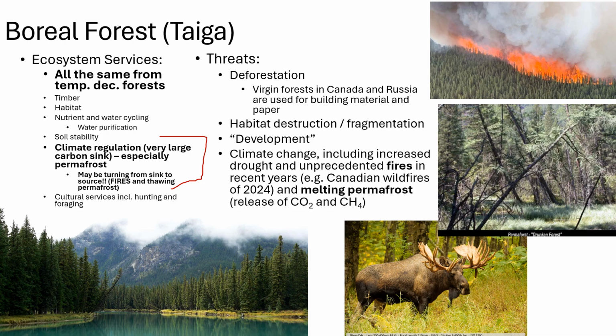And that permafrost melts and it can release CO2 and CH4, both greenhouse gases, into the atmosphere from the decomposition of the organic matter that's in that permafrost. Permafrost is basically just soil that's frozen year after year. It's permanently frozen soil. And if that soil is frozen, there's going to be no decomposition. Once it thaws, decomposition occurs.